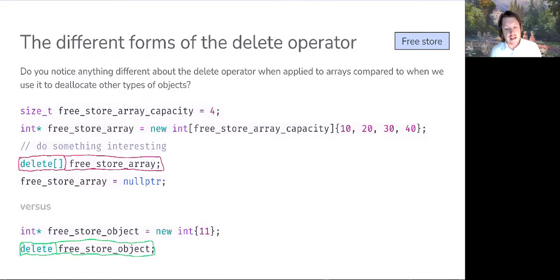Contrast this with deleting, say, a single integer object. We don't have to check to see whether that address is to an array or a single object, because again, the form of the delete operator that has been used to perform that deallocation communicates it to the free store manager.